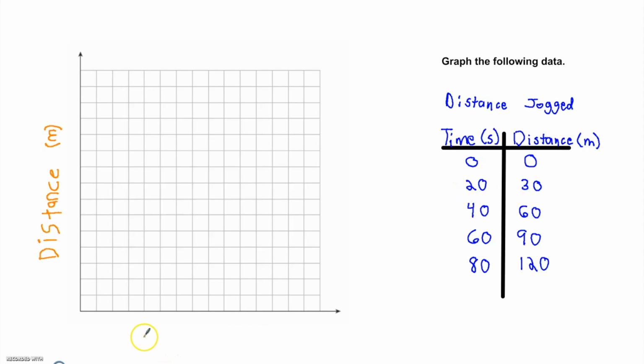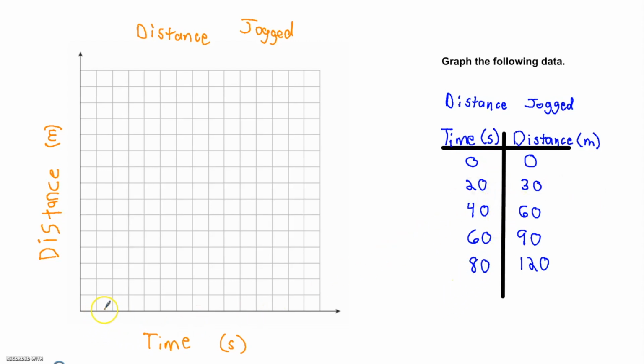Okay, so before we actually plot all of this data, we need to figure out intervals and also label the axes. So again, as I said, the horizontal axis is going to be time. So I'm going to title it time in seconds. I should also title my entire graph, and we can even just say distance jogged. You can just copy the title that is given to you. Put it right here.